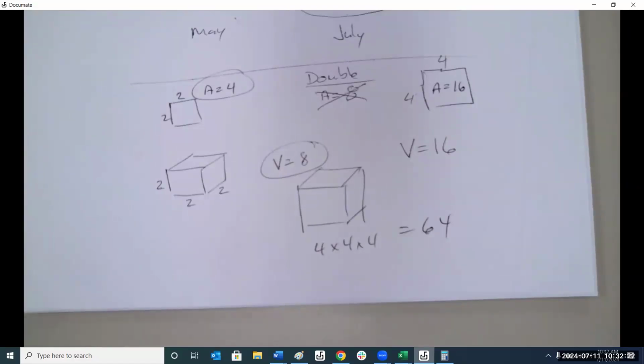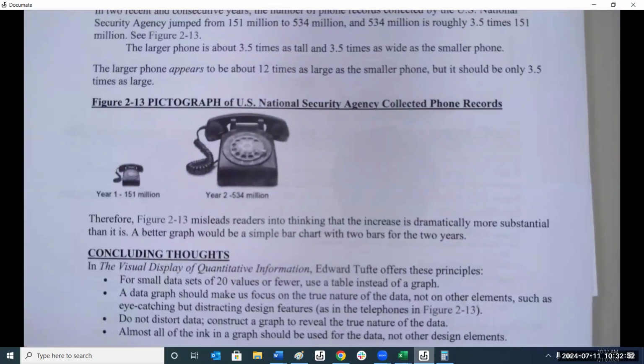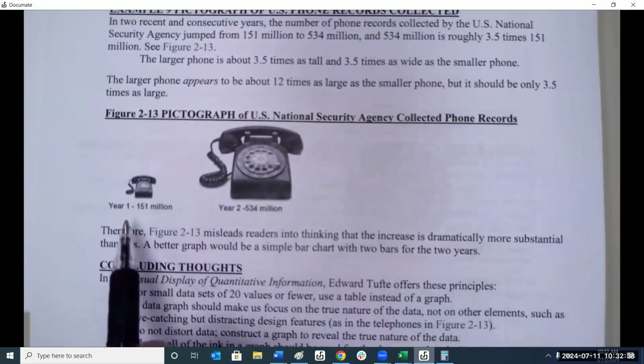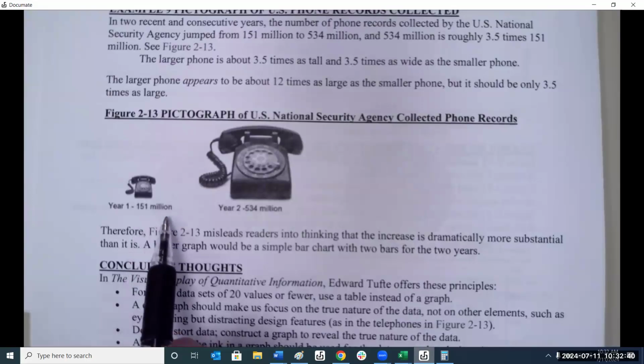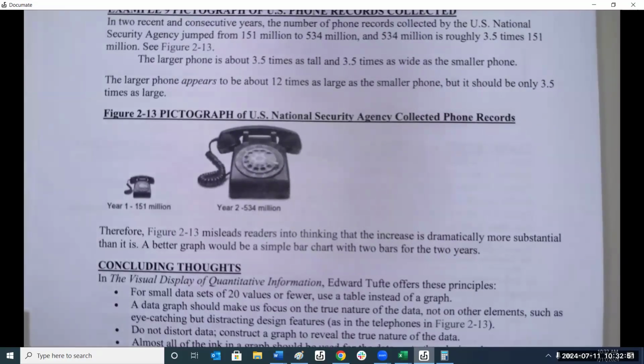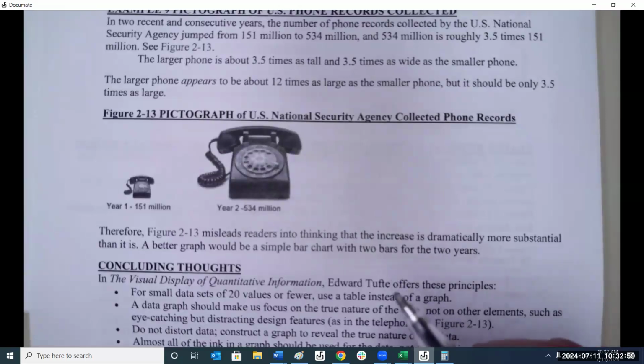So that's why picture graphs are a lot of times bad to see. Actually, in your last page, example 9, I gave you that picture right there. So in year 1, 151 million phones were collected. They're back there. Whenever you get here, always check the back tables because that's where I put all the stuff. As opposed to year 2, 534 million phones were collected.